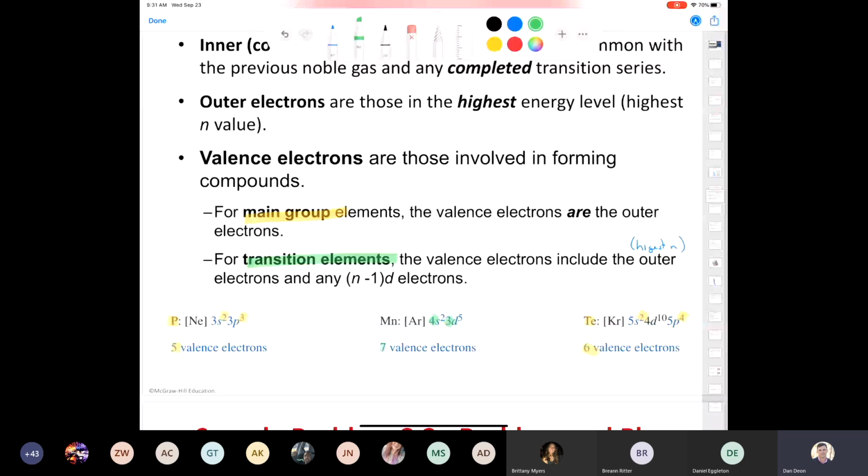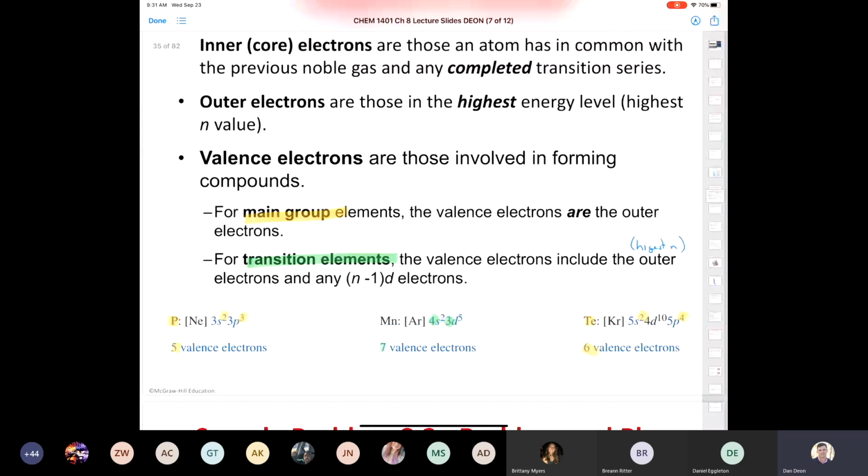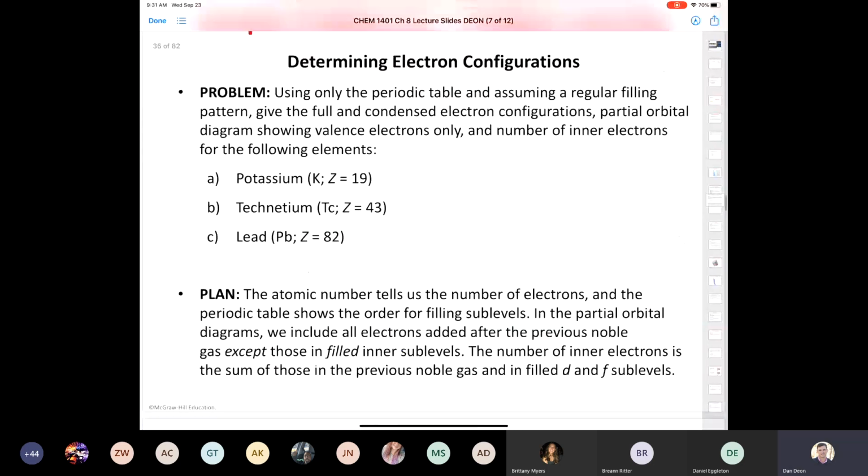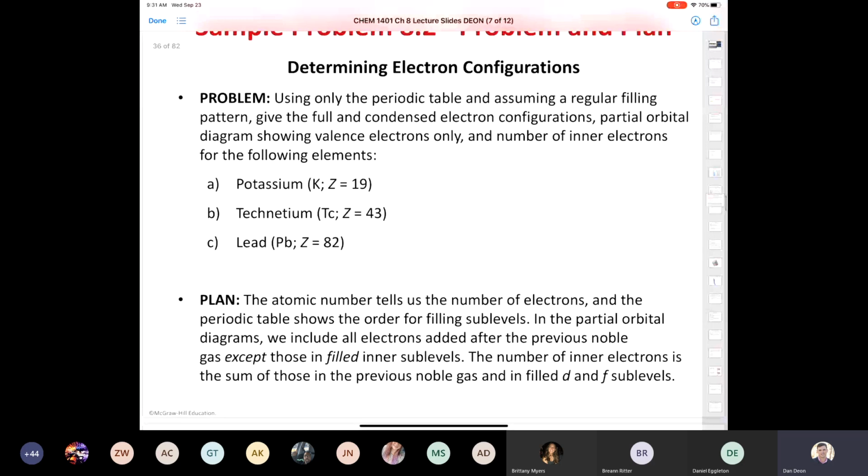Good. Okay, well, let's move on from there and take a look at a problem. It says here, using only the periodic table, your best friend in this chapter, and assuming a regular filling pattern. When it says assuming a regular filling pattern, that just means it follows the Aufbau principle and Hund's rule. Give the full and condensed electron configurations, partial orbital diagram showing valence electrons only, and the number of inner electrons. I don't know if we have time to do all these, but let's tackle the first one.